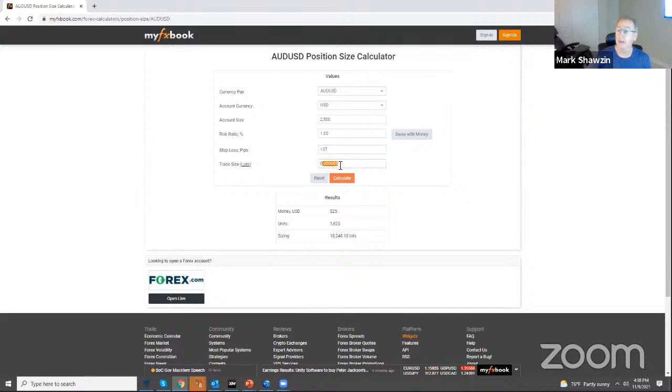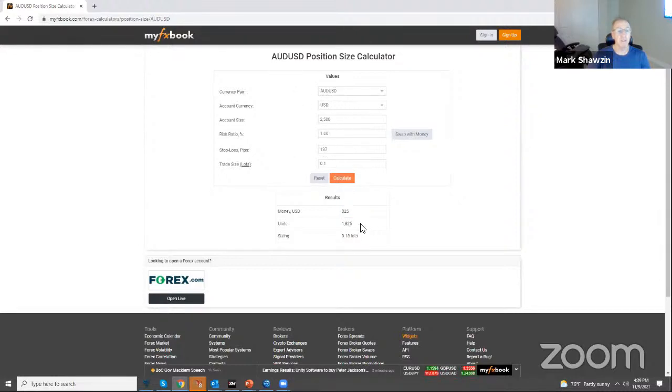And now IG just changed the limit size. Yeah, so this is an IG. This is my FX book. So I'm not sure if 0.18 is the right size for this. So I guess it would be 0.18 lots. You would risk $25. Wait a minute, 1% of 2,500 is $25.